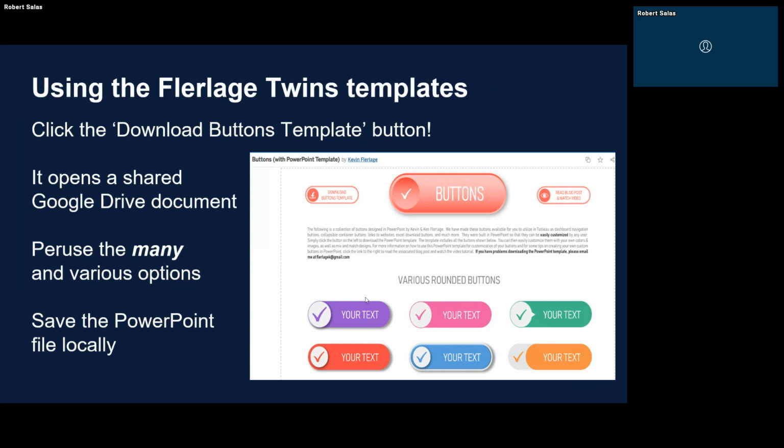If you go to their website and open up the link, you'll wind up at a Tableau dashboard that Kevin Fleur-Lage put together, which shows the different and various options and buttons that are there. And up in the top left corner, you'll see another button that says Download Buttons Template. And that will send you to a shared Google Drive document, which is a PowerPoint. You can then save that PowerPoint file locally, which is what I'd recommend. And then that allows you to modify the buttons and the text that's in them very, very easily.